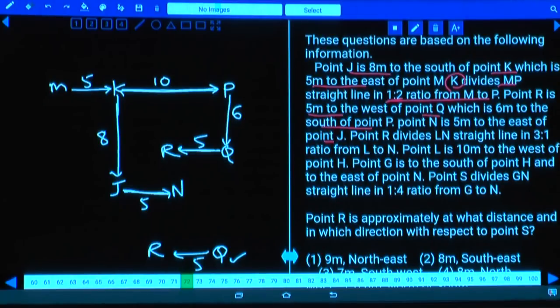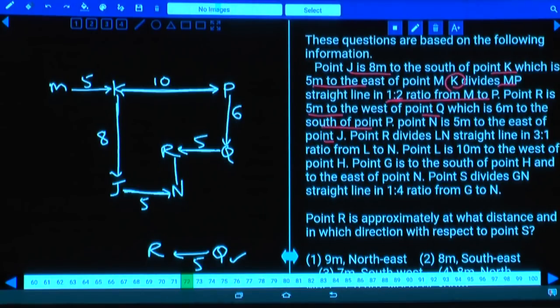And the total distance, that means R and N must form a vertical straight line. Yes, what is the distance between R and N? The total distance between K and J is 8, P and Q is 6, and this must be 2. 6 plus 2 is 8.